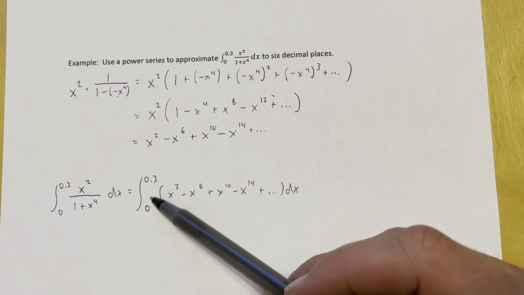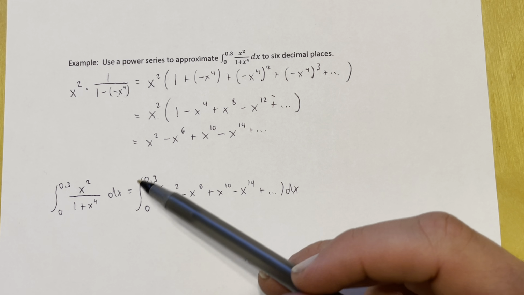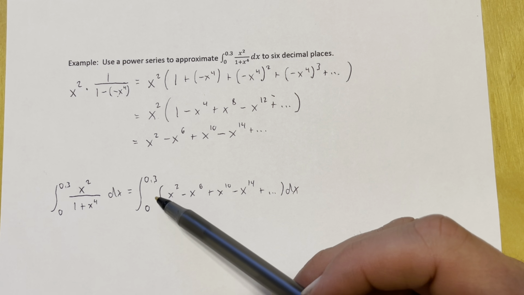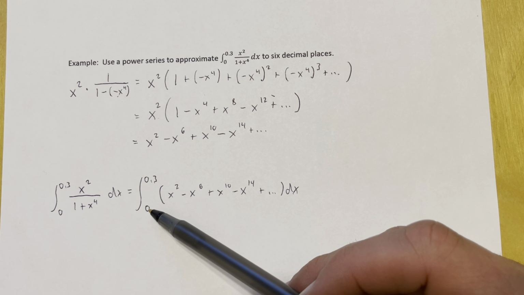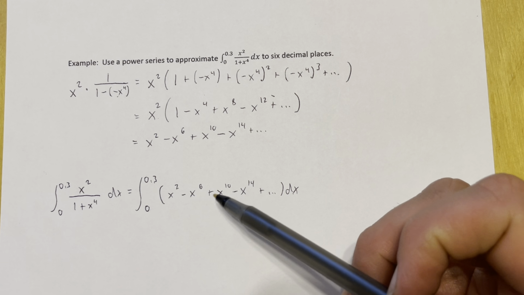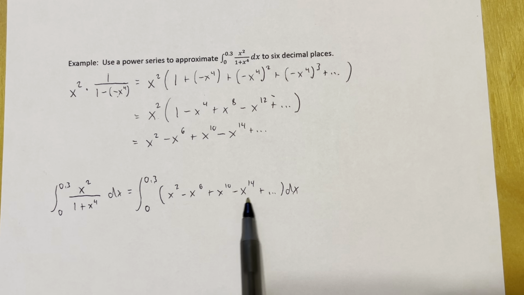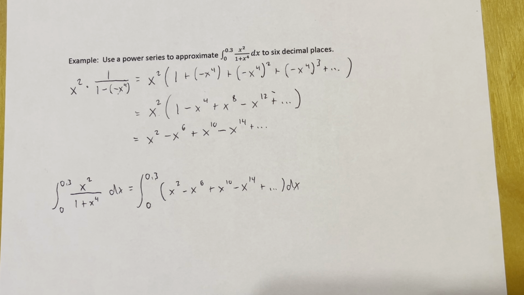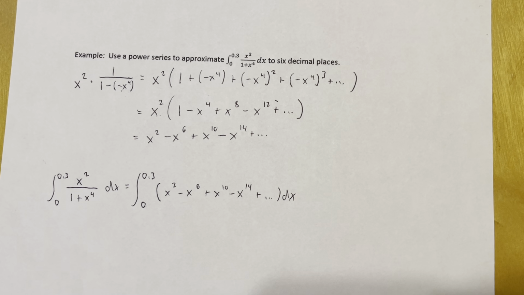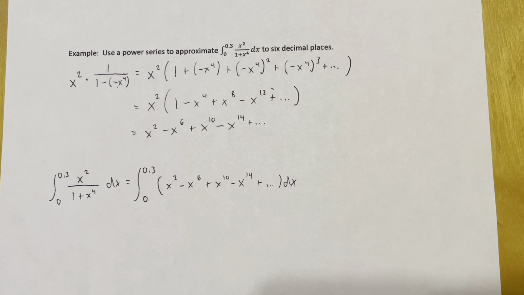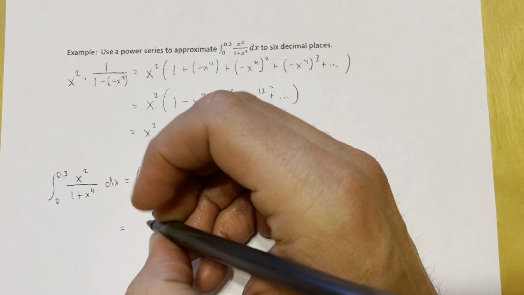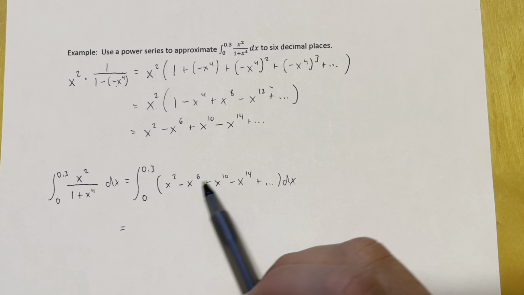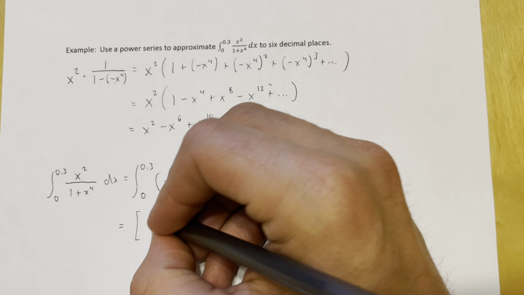And if you notice, the interval that I'm integrating over is a subset of that interval. So in other words, all of the numbers between 0 and 0.3 are in the interval of convergence for this power series. So it is valid to do this. If I had limits of integration that went outside of that interval, then I couldn't do this. But moving forward, we need to integrate this term by term.